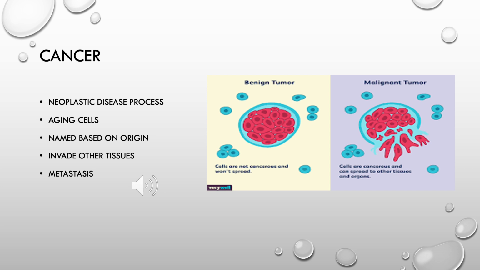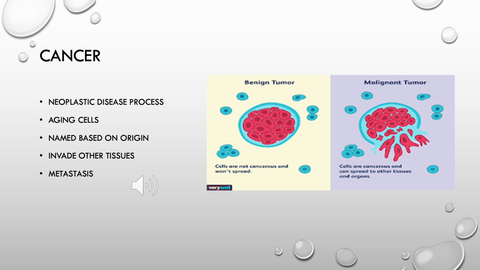Cancer is always going to be named based on the origin cell. So for example, colon cancer. If the cancer developed in the colon, it's going to be called colon cancer. It may invade other tissues because of the proximity, which means the closeness of the organ. Or it could invade other tissues and organs through lymphatic and blood flow. And once the cancer spreads, we call that metastasis.